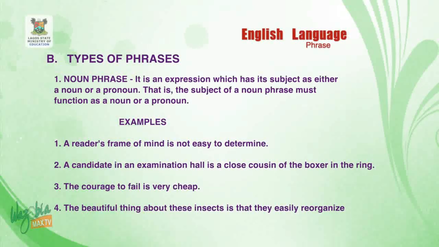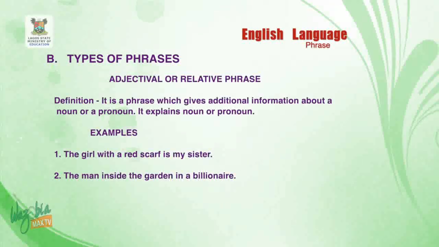A candidate in examination hall is a close cousin of the boxer in the ring. The courage to fail is very cheap. The beautiful thing about these insects is that they are easily recognized. All these examples are phrases because they don't have finite verbs. Adjectival phrase. It's a phrase which gives additional information about a noun or a pronoun.